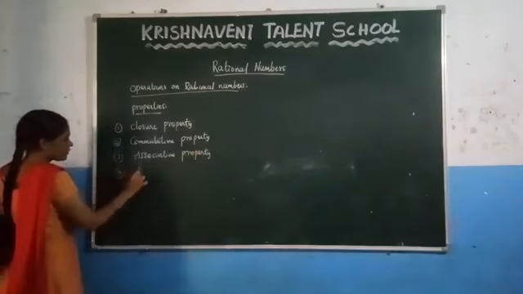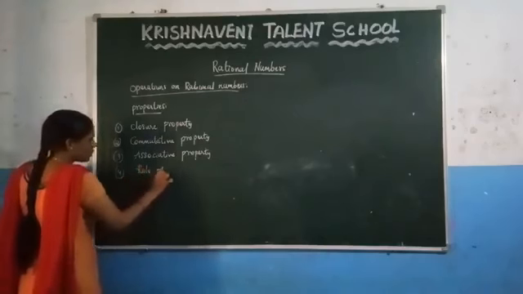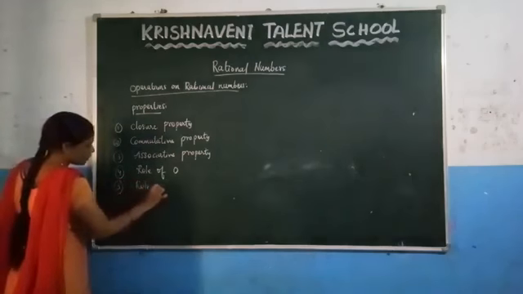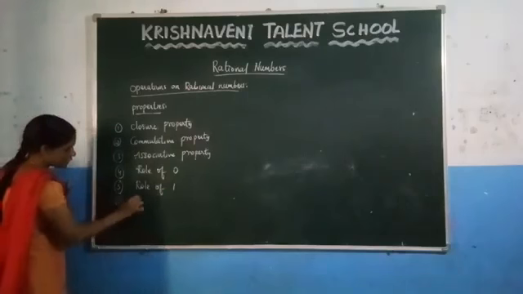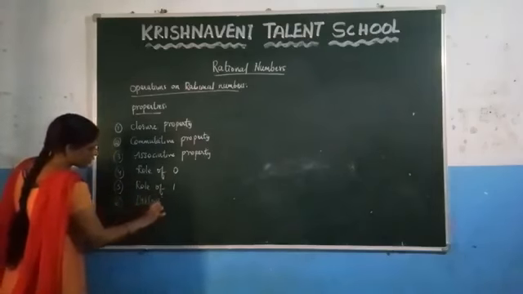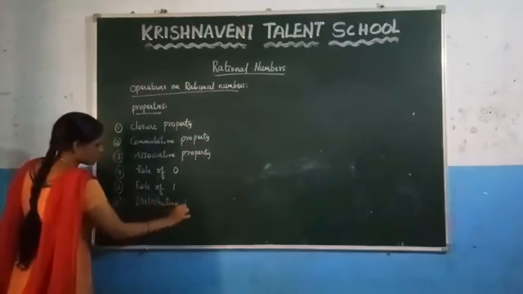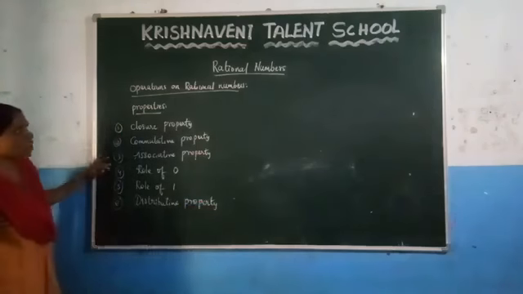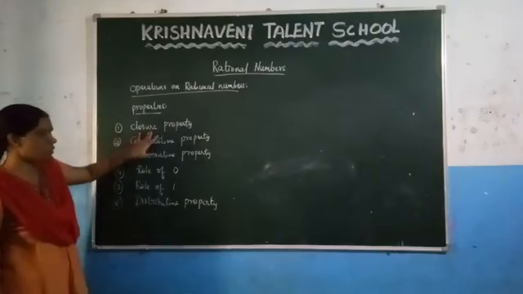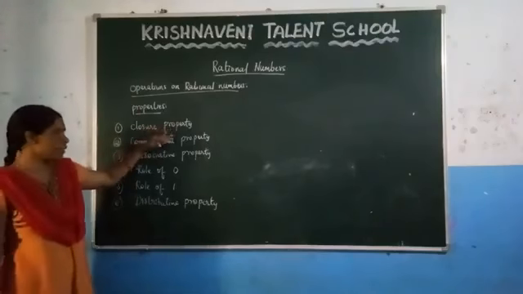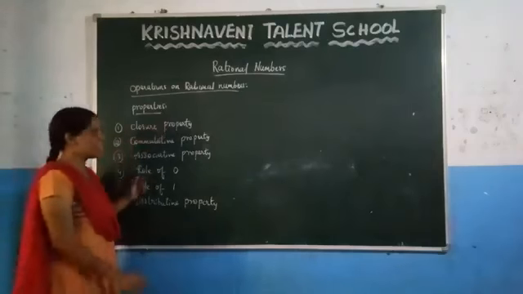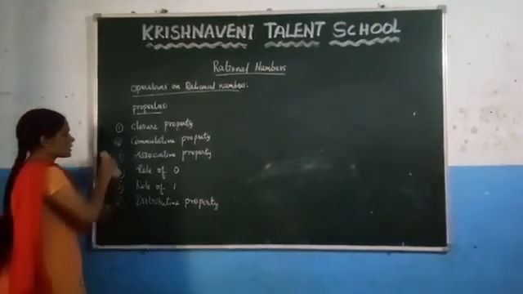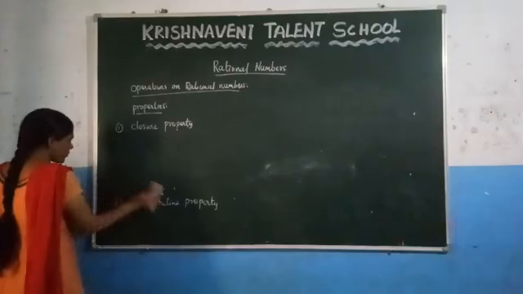And the next one is role of 0. And the next property is role of 1. And the next one is distributive property. We are going to discuss all these properties under rational numbers. The first one is closure property, and we are going to discuss the closure property under addition, subtraction, multiplication and division. Now let us discuss the first property, which is closure property.